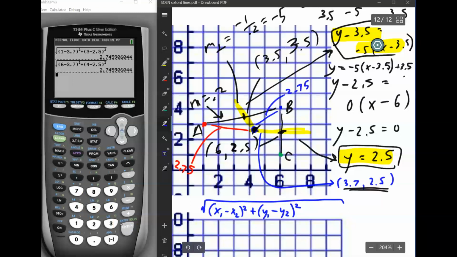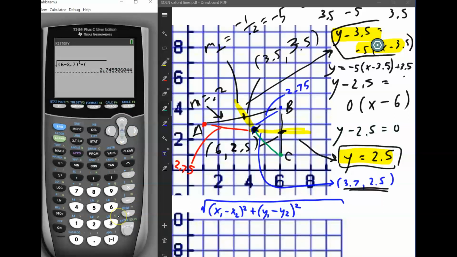And then finally, I'm going to do the green to black distance. Instead of 6, 4, I'm going to put 6, 1. So the 6 actually doesn't change because the x-coordinate for green and blue are the same. And then I'm just going to change the 4 to a 1. And so the green distance is, what do you know, it's also 2.75.